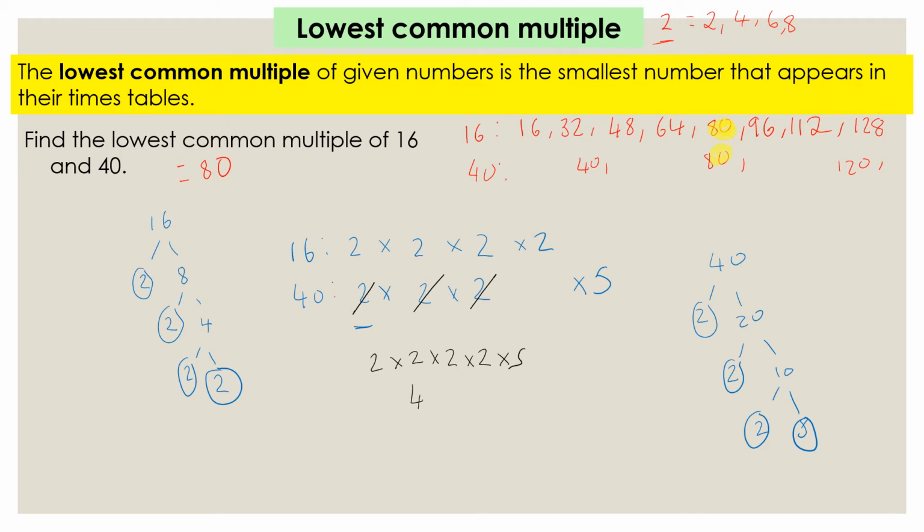So 2 times 2 is 4. 4 times 2 is 8. 8 times 2 is 16. And 16 times 5 is 80. So 2 methods, same answer.